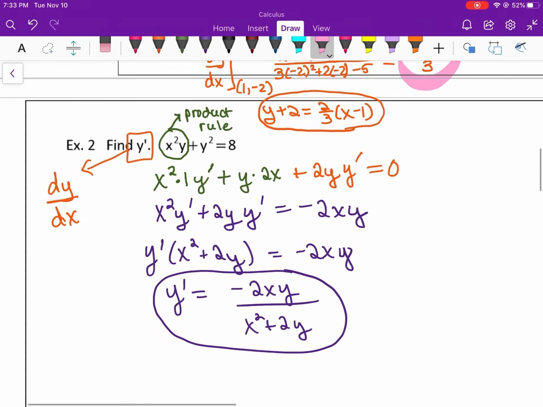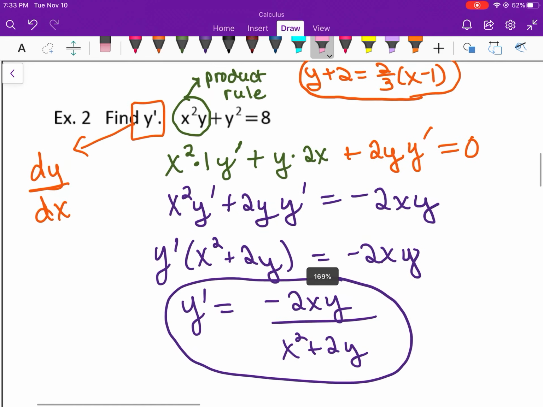Okay, so on example 2, we're just using the other notation for the derivative of y with respect to x. We're just using y prime. I highlighted the fact that x squared y has to use the product rule. So we started off by taking the first times the derivative of the second. So we did x squared times the derivative of 1y, which is 1, and then we back it up with dy dx, or y prime.